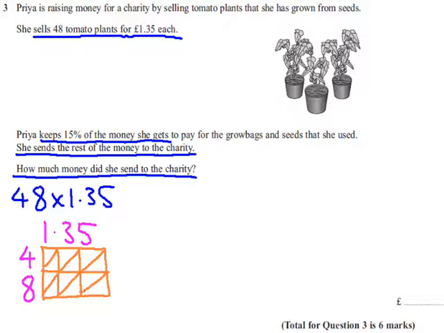So, 48 times 135. So 1 times 4 is 0, 4, 4 times 3, 1, 2, 5 is 20, so 2, 0, 1 times 8, 0, 8, 3 times 8, 24, 5 times 8, 4, 0. Okay, so we're going to add those up diagonally.